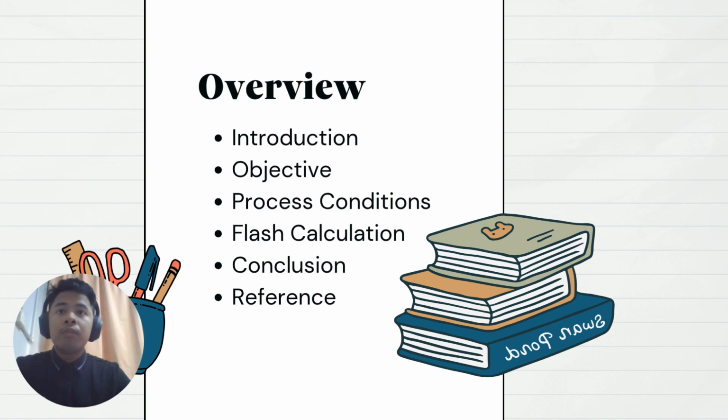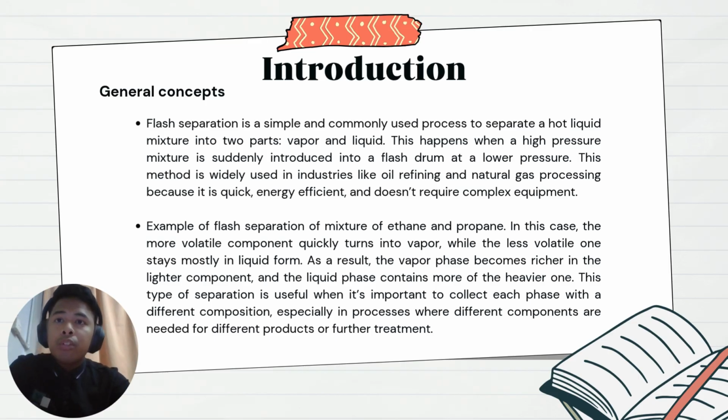This is an overview of our project presentation. Moving on into the introduction, flash separation is a simple and commonly used process to separate a hot liquid mixture into two parts, vapor and liquid. This happens when a high pressure mixture is introduced into a flash drum at lower pressure.